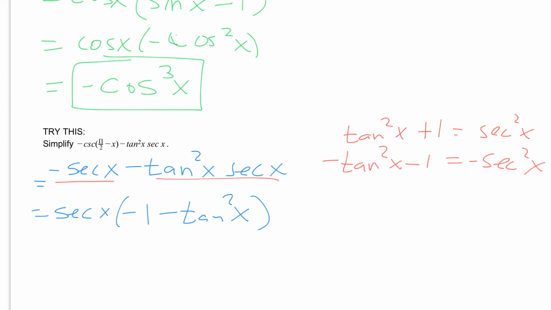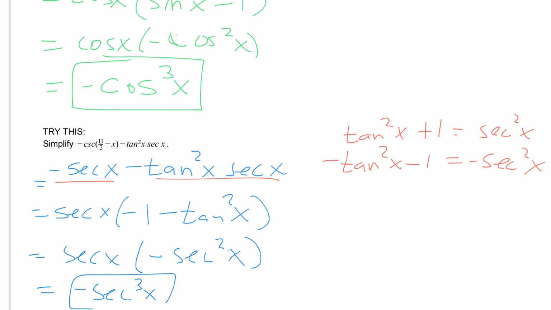So if I go ahead and replace, I get secant x times negative secant squared x. And then if I multiply those together, I get negative secant to the third x, which is correct.